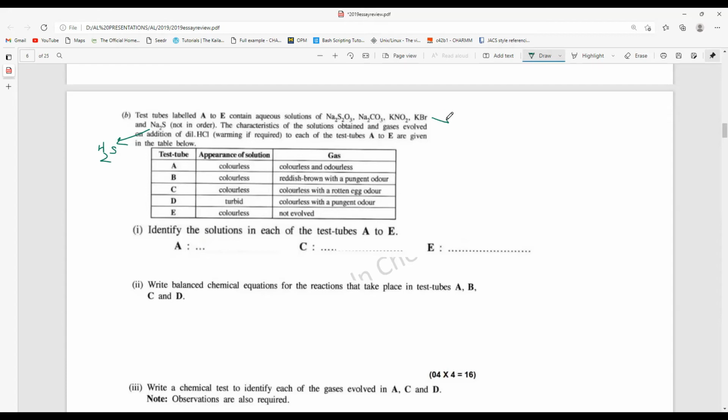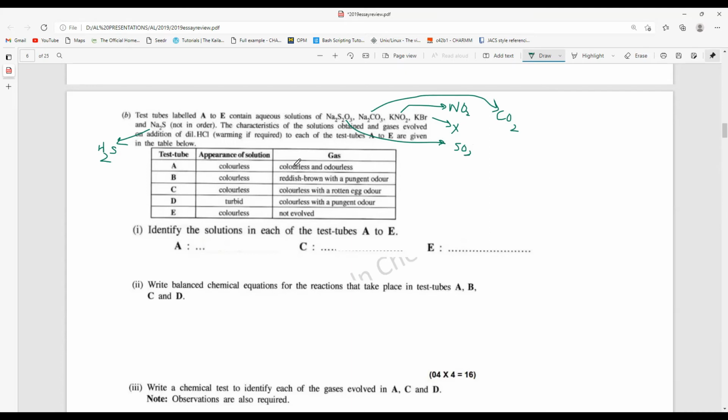And here KBr, no. You need to add conc acid to get Br2 from KBr. Then NO2- would give NO2, a brown color gas. H2S is again the rotten egg smell. So CO3 2- will give carbon dioxide, and S2O3 2- will give sulfur dioxide. So based on this, we can decide what the solutions are.